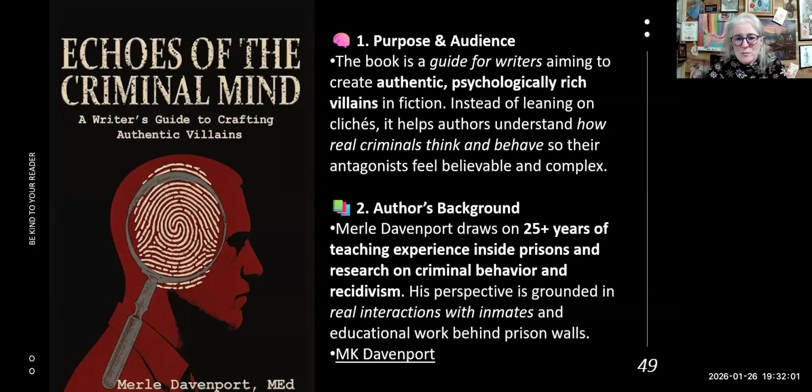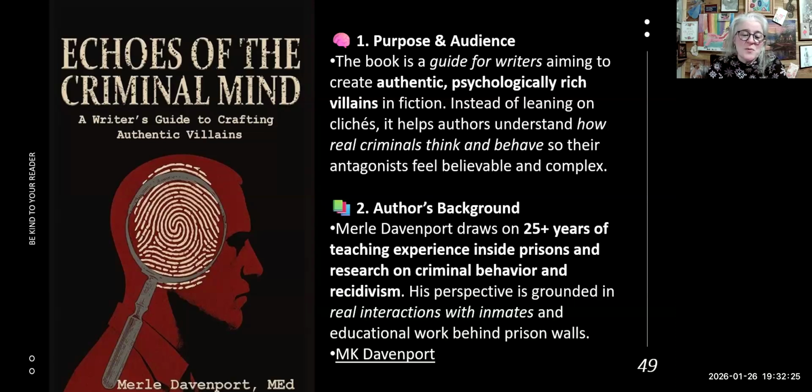Now, the author is Merle Davenport, and I do know Merle. He is the president of the Tulsa Night Riders, but beyond that, he is a teacher at, I don't remember which prison, but he has been teaching in prisons for over 25 years. He teaches college success classes, he's taught English classes, and he's interacting with inmates on a daily basis.